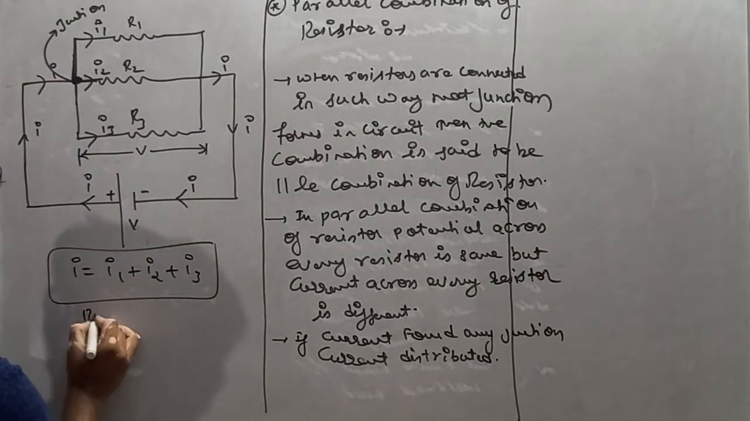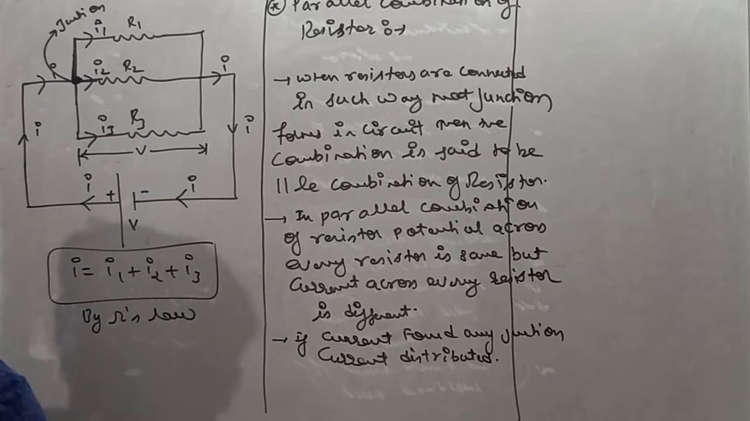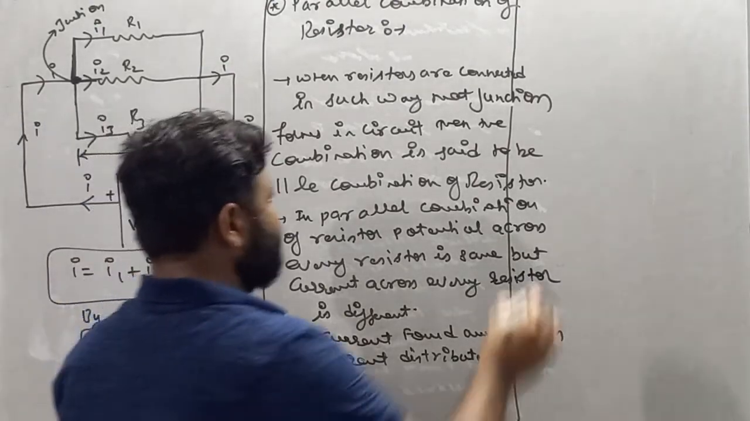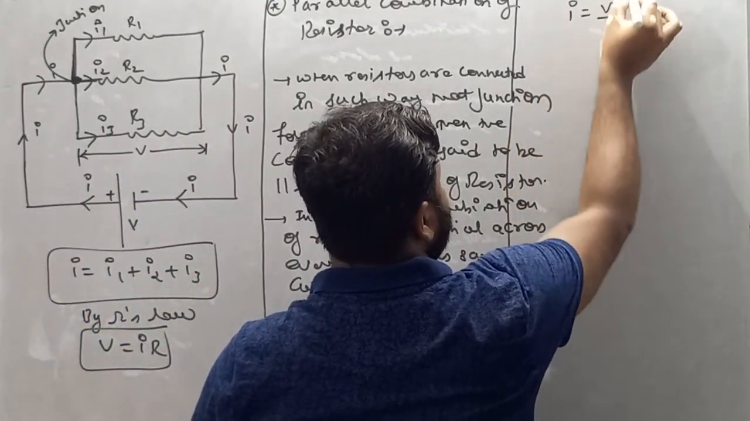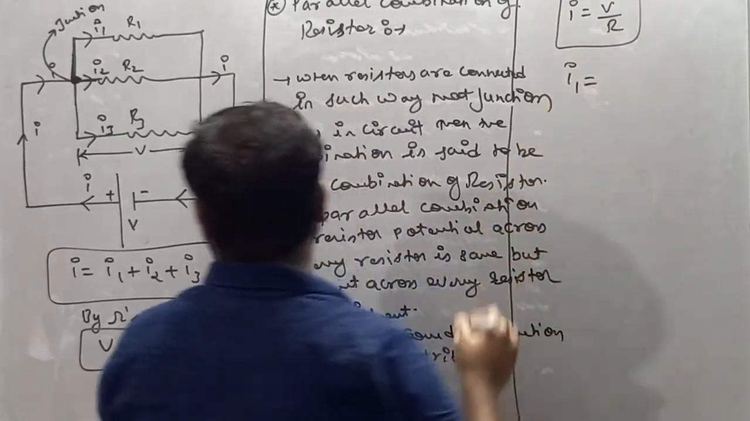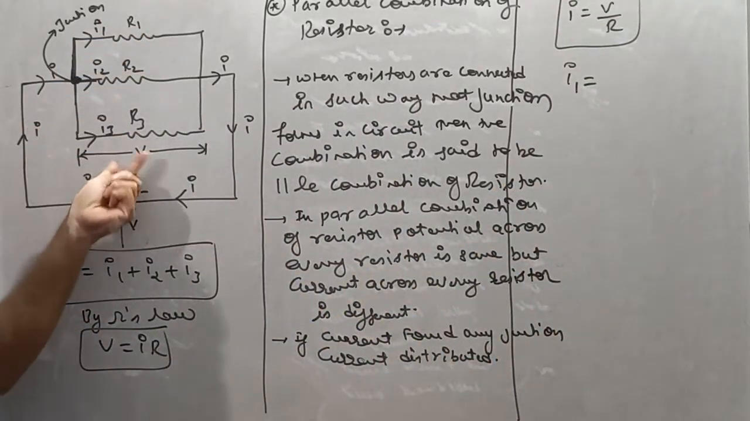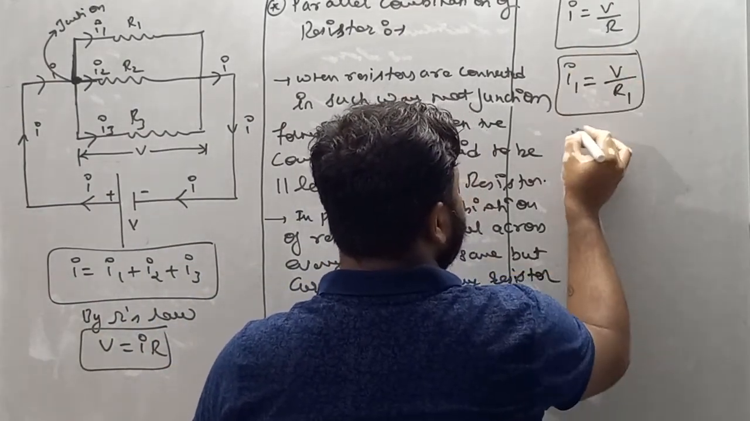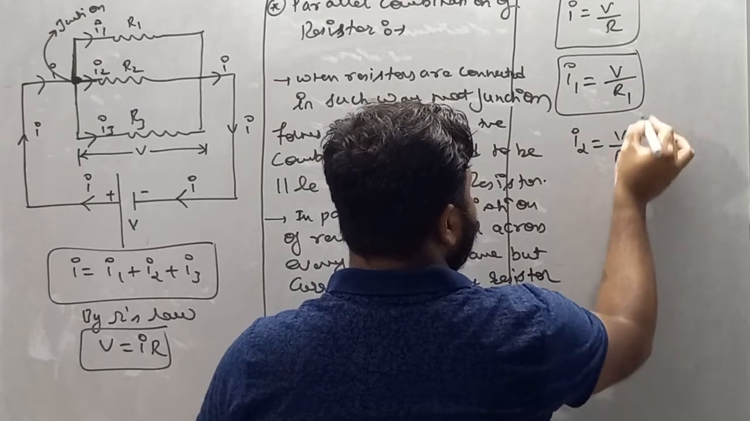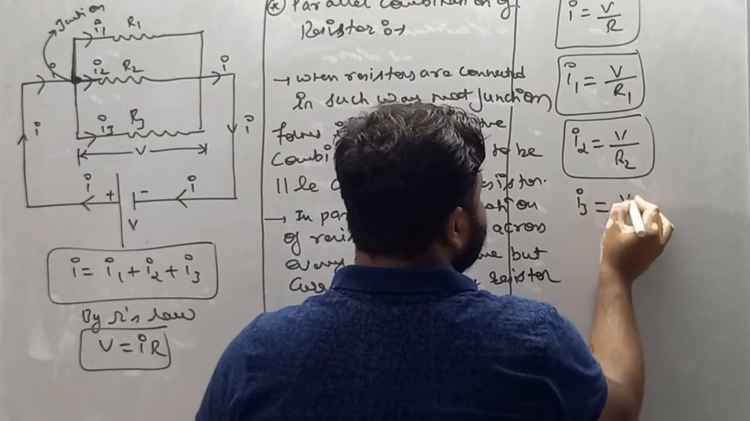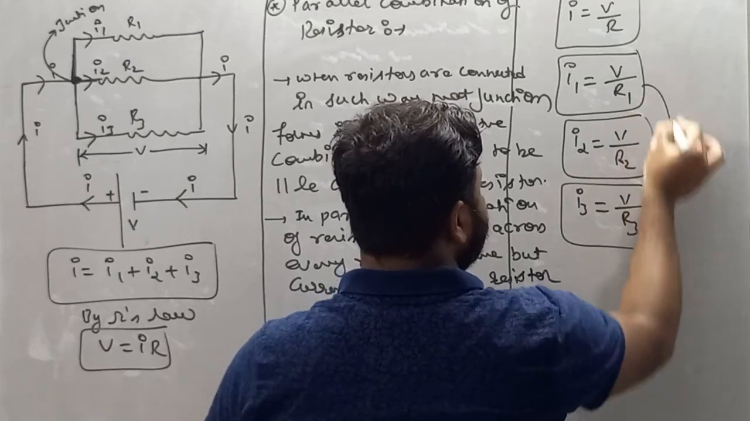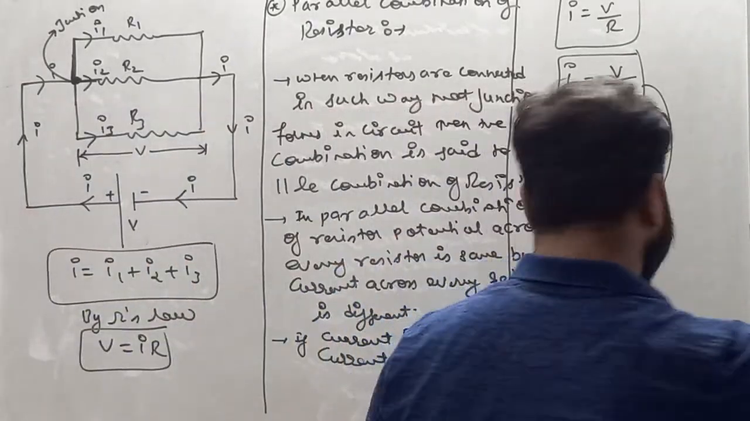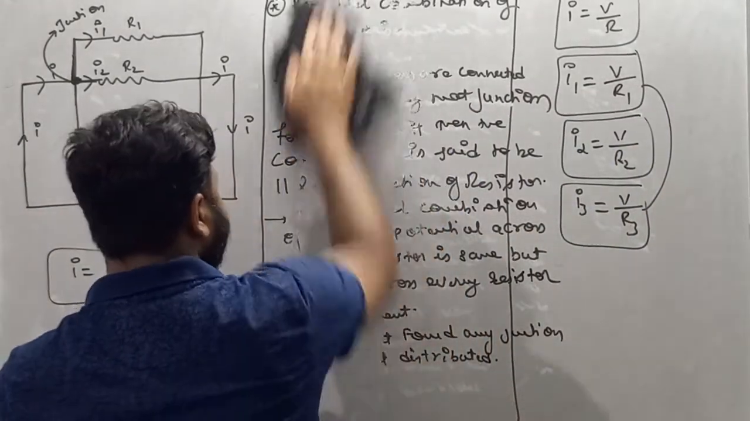So by Ohm's law, let's find the value of I. As we know, Ohm's law says V equals IR, so I equals V by R. For I1, we know that the potential across every resistor is the same and it is V, so I1 is V by R1. Similarly, I2 is V by R2, and I3 is V by R3. Now we have to put all three values of I1, I2 and I3 in this equation.